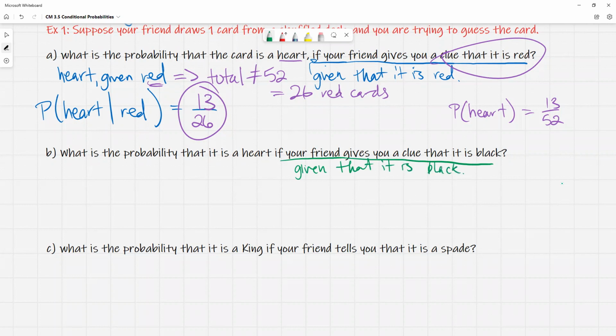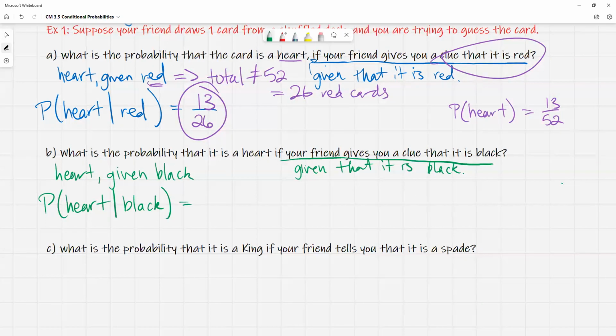Okay, so another way we write that is probability of heart. We still want to know the probability of getting a heart, but now given that our card is black to begin with. Okay, so heart, this top part that I'm writing here, you don't have to write this, but you can write this if it makes more sense to you, as opposed to this vertical bar. Okay. So now it's black.